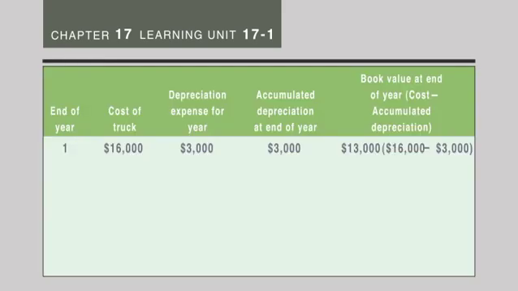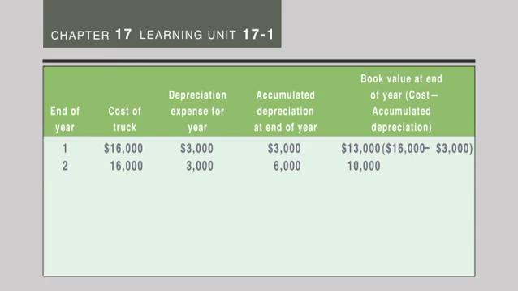So now, year 1, the cost of the truck stays at 16,000. Depreciation for the first year is 3,000. At the end of the year, accumulated depreciation is now 3,000. The book value is cost less accumulated depreciation, or 16,000 less 3,000, which would be 13,000.